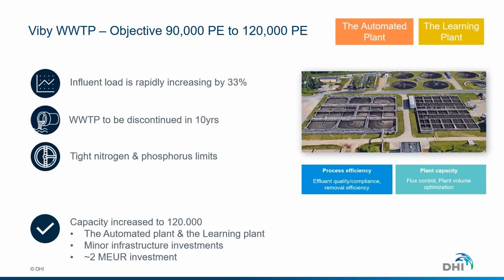And we actually managed, with the automated plant and the learning plant, to increase the capacity to the required 120,000 PE, so that the plant can survive for the next 10 years until Rewater is ready. And that was done for around 2 million euros, which in this context is cheap. The alternative, which would have been investing in more infrastructure, would probably have been 10 to 15 times higher. So we created a short-term, cheap solution for Aarhus Water here by the automated plant and the learning plant.